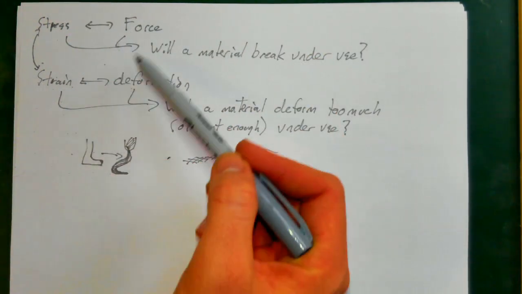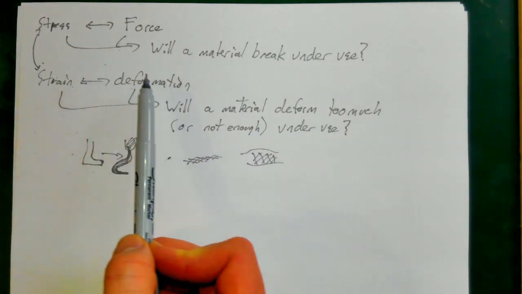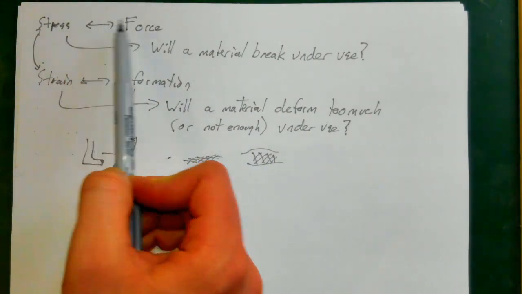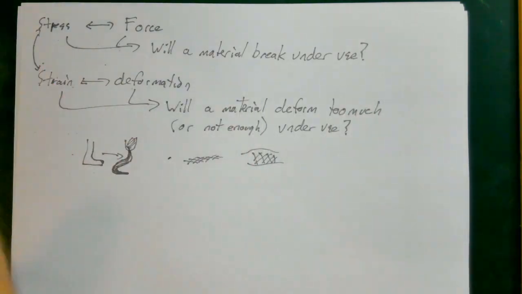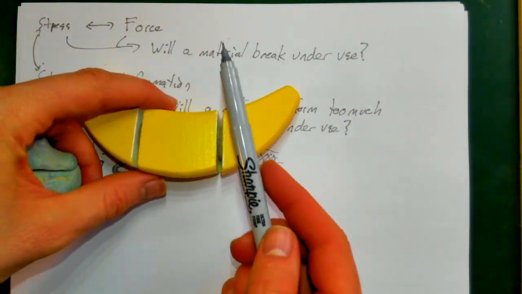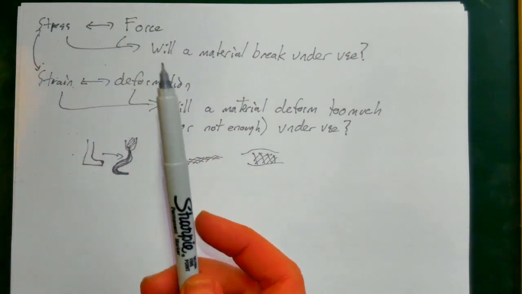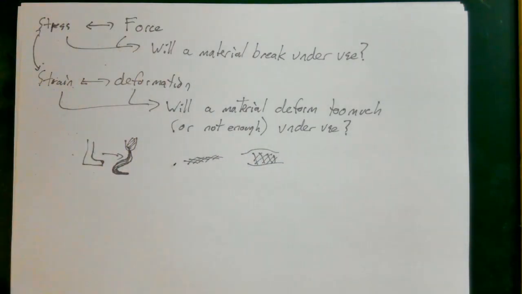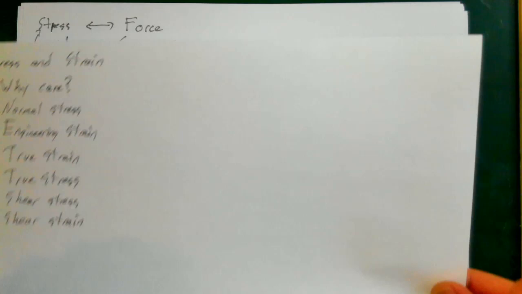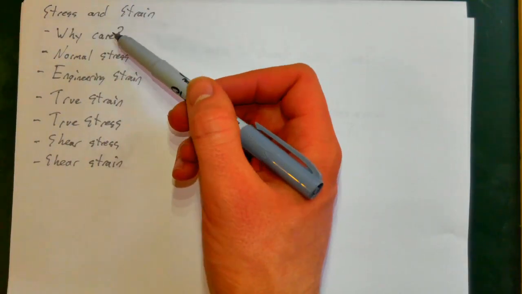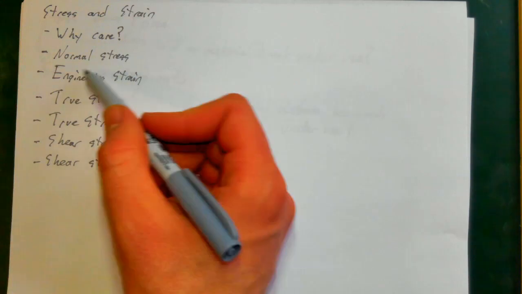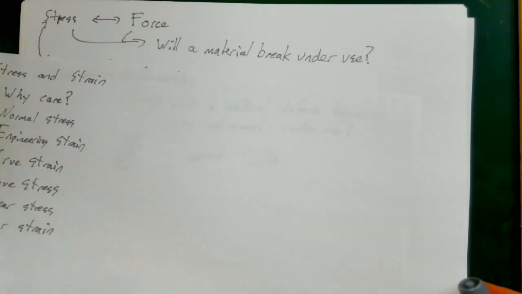So that's why we care, right? We want to make sure our stuff doesn't get too bendy. We also want to make sure our stuff doesn't break. And by knowing the material properties and the geometry and the forces that we apply to these things, we can make all of these connections. So that's why we care about stress and strain. Now let's move on with our formalized definitions of stress.